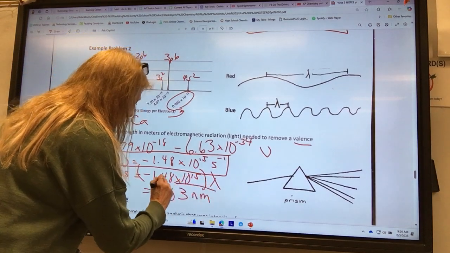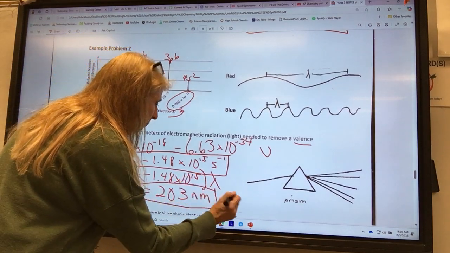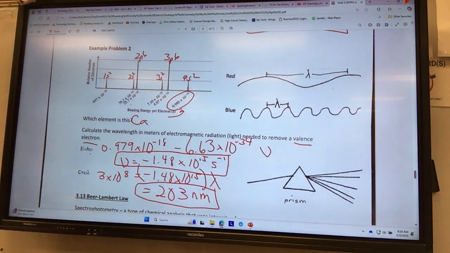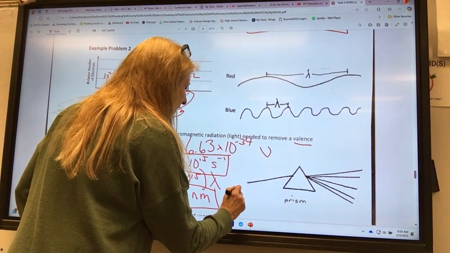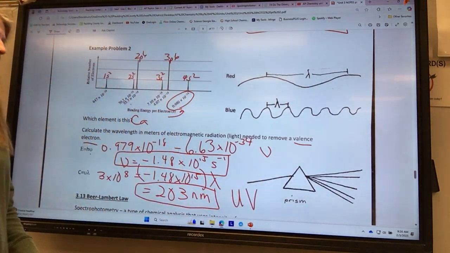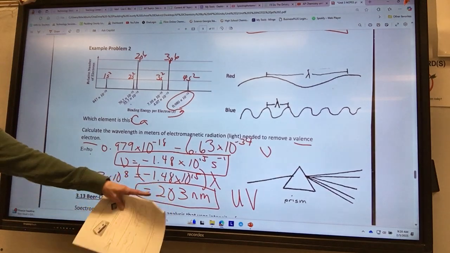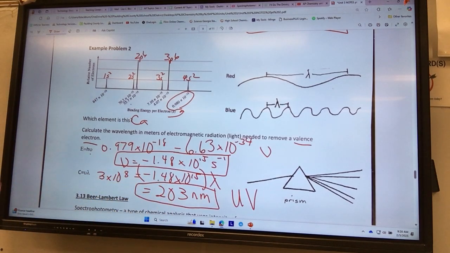And they might ask us what part of the spectrum that is for the next part of our problem, and we would look, and that turns out it's UV. On the spectrum, that's in the UV lane.